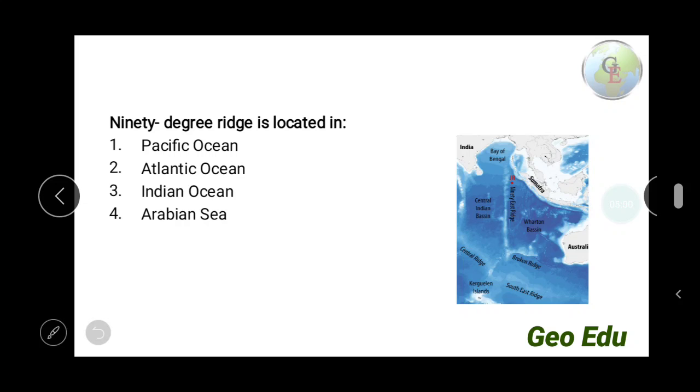So, the 90-degree east ridge. The map is very small, but you can see this is the 90-degree east ridge, and this is the Indian Ocean, and this is the Bay of Bengal. So the answer will be Indian Ocean. In the Pacific Ocean, Mariana Trench is there, and in the Atlantic Ocean, the Mid Atlantic Ridge is there. So Indian Ocean will be the answer here.